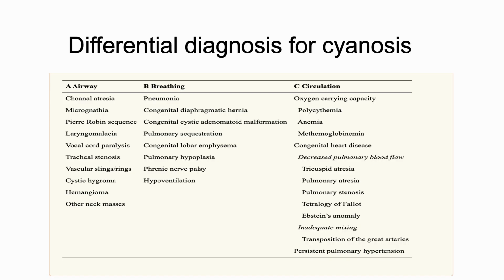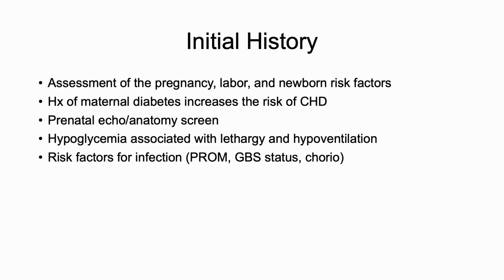So here is a chart that lists the differential diagnosis for cyanosis. And as you can see, the bad lung, the bad heart, the bad blood are all the different causes that you can see here. They have been differentiated as airway issues, breathing issues, and circulatory issues. And you can pause at this slide and go through this list. I'm not going to list them all, but this is for your knowledge.